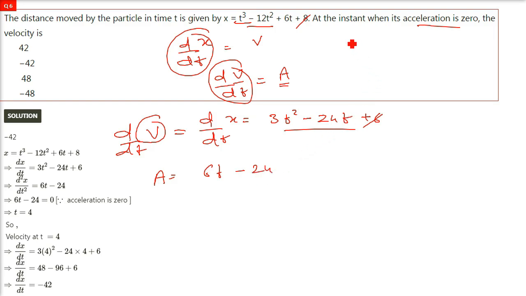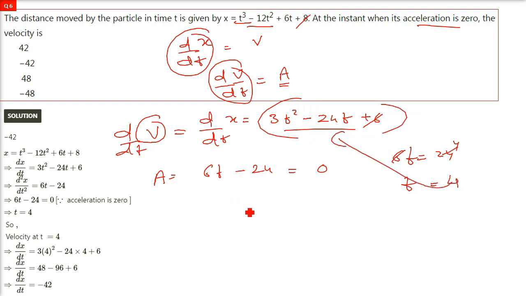The acceleration is 0 at the instant when the acceleration is 0, so just put it as 0. 6t is 24, t is 4. Now t is 4 here. Now put this t in this expression so that you get the dx by dt, which is velocity. So I'm putting t as 4 in this expression, the differentiated expression. Then it is negative. So dx by dt, which is the velocity.